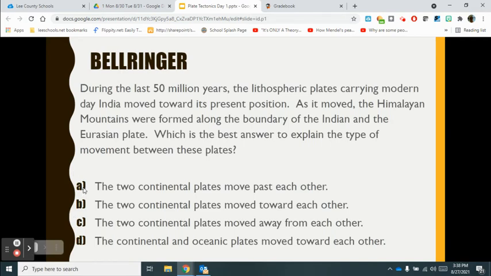A, the 2 continental plates move past each other. B, the 2 continental plates move towards each other. Or C, the 2 continental plates moved away from each other. And D, the continental and oceanic plates moved towards each other.